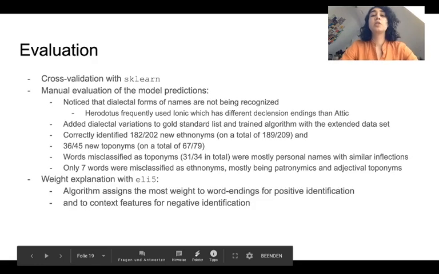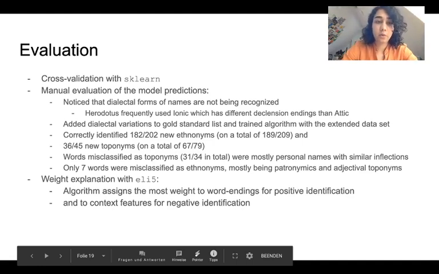Evaluation, exactly. So we wanted to evaluate the predictions and the results we got. We used cross-validation for that, and later Chiara also manually inspected the predictions to see if there are some recurrent patterns for the misclassifications and generally how our model is performing. So as you can see, there were a lot of new predictions, a lot of the place names were recognized by the model, and we also discovered some problems.